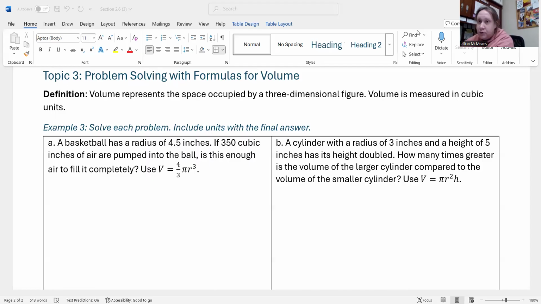Now, there are many different formulas for volume. You'd be finding the volume of three-dimensional figures, or solids, is what we'll call them in math a lot of the time. For this example, we're just going to do two types of solids, but there are many of them, and we have formulas individually for each of those. So let's look at example 3.